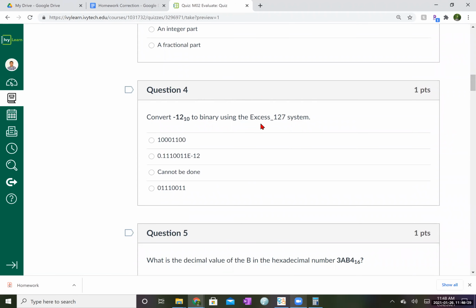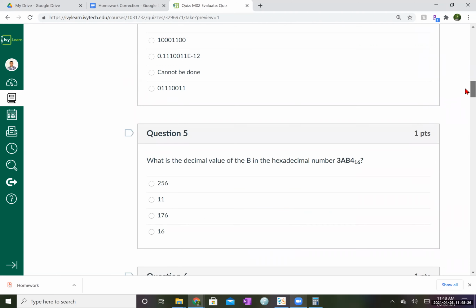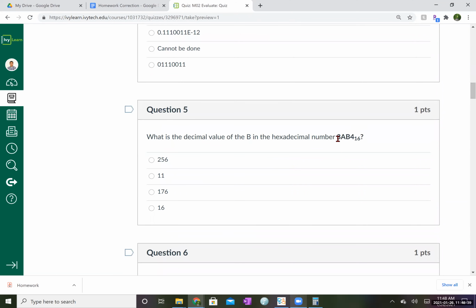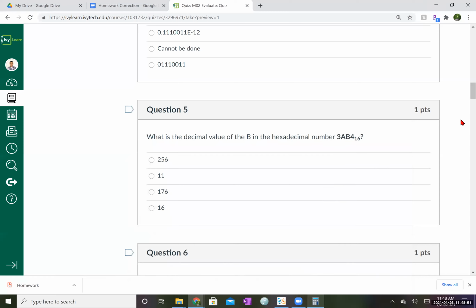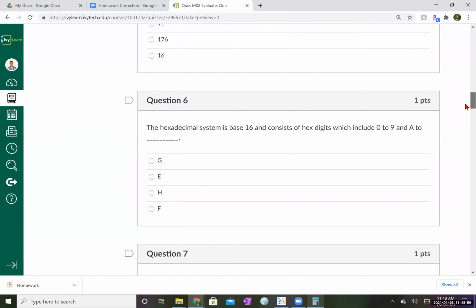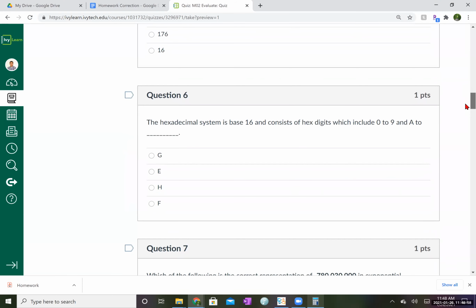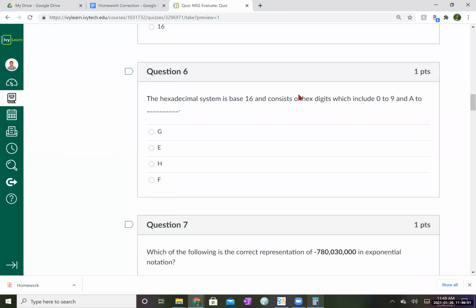This one, right? In order to convert the exponent with 127, remember that you have to add it to the 127 and convert it to binary. What is the decimal value? For this one, very simple. You can use a calculator here, right? Copy it, work with the hexadecimal, enter it, and see what the decimal and binary are. A to F, right? Yeah, right.